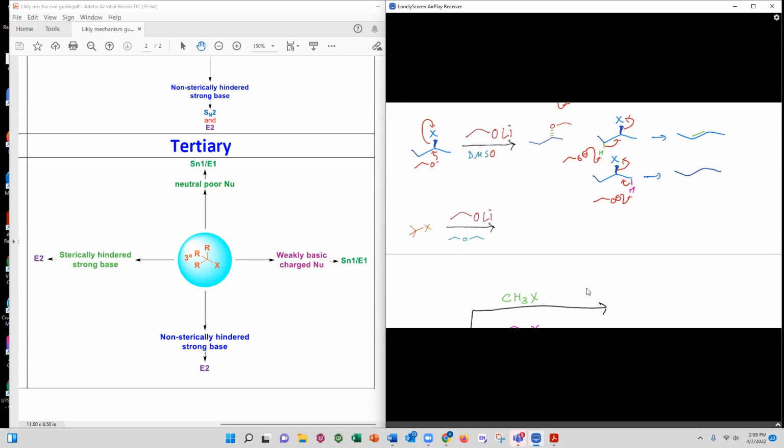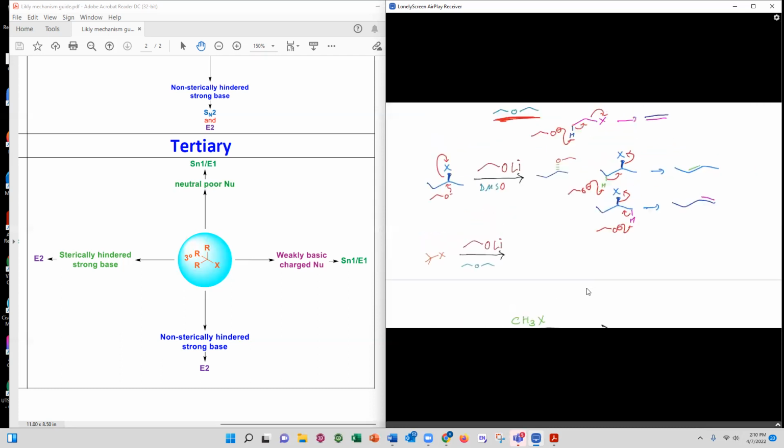Okay, and so I'm going to get these two products as well. All righty then. So next, we're going to look at our tertiary substrate. Now, tertiary substrates cannot undergo SN2. So with this strength of a base, I can't do SN2. I can only do E2.